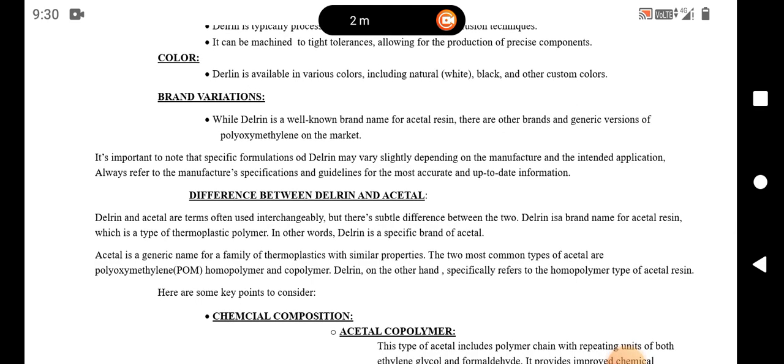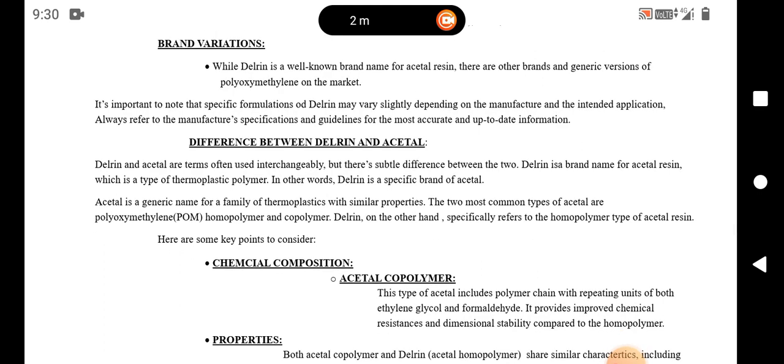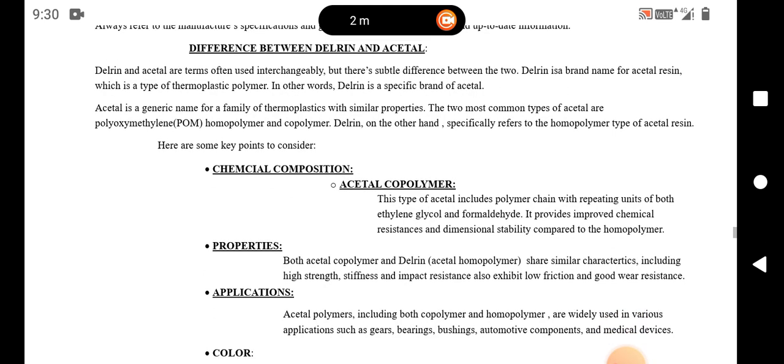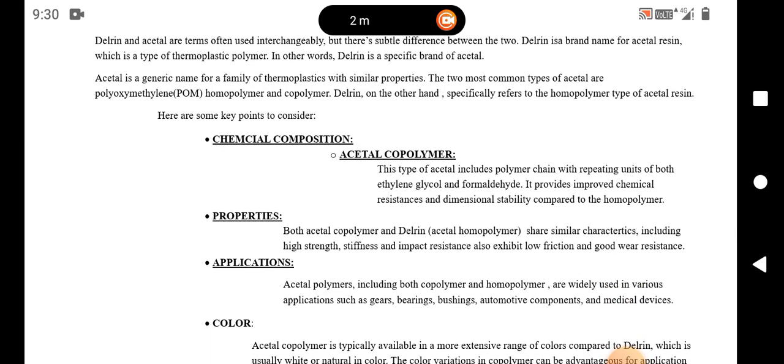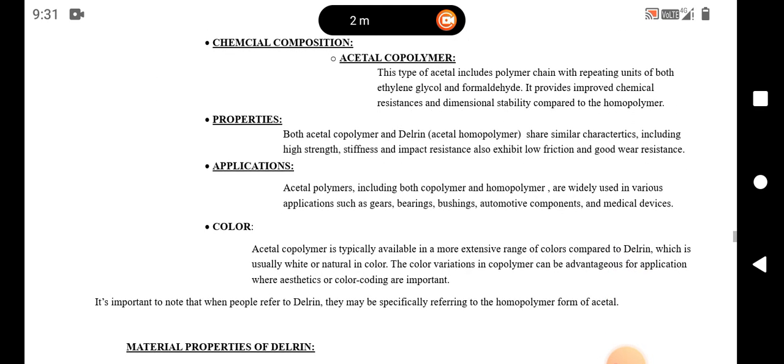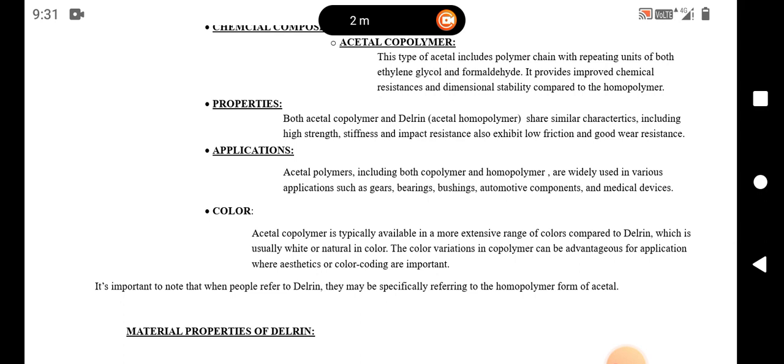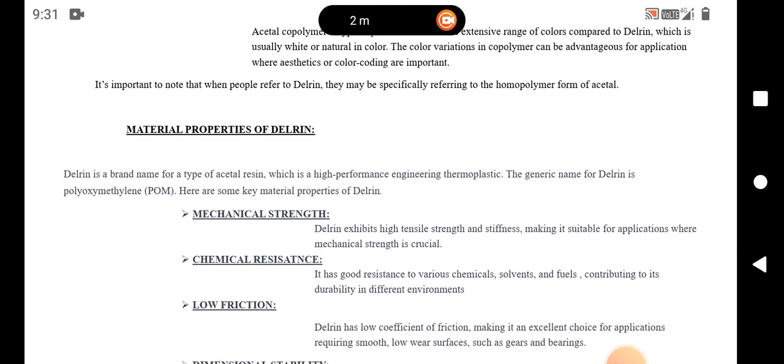Differentiating between Delrin and acetal. Delrin and acetal are terms often used interchangeably, but there is a subtle difference between the two. Acetal is a generic name for a family of thermoplastics with similar properties. Here are some key points to consider. Properties. Both acetal copolymer and Delrin acetal homopolymer share similar characteristics including high strength and good wear resistance. Color. Acetal copolymer is typically available in a more extensive range of colors compared to Delrin, which is usually white or natural in color.